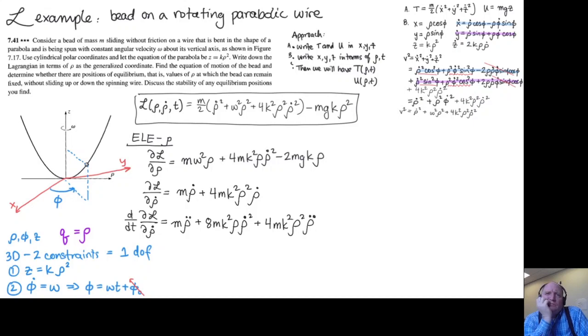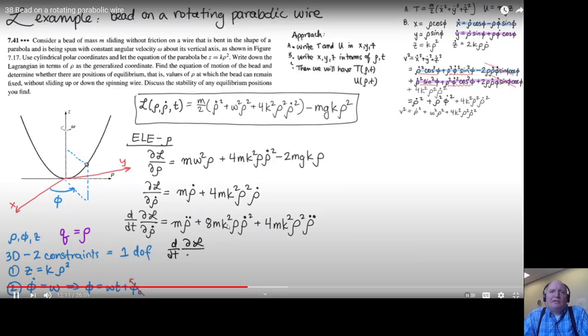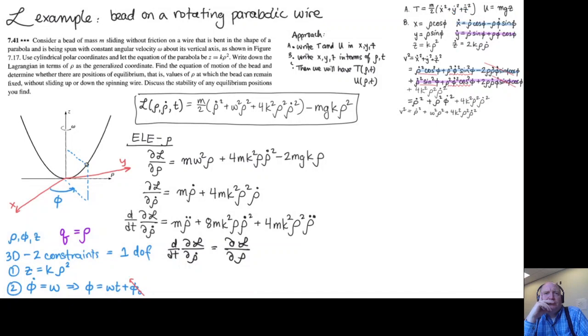Now our Euler-Lagrange equation tells us how to combine those two partials. And it says d/dt of the partial of L with respect to rho dot is equal to the partial of L with respect to rho. Okay, so we see a couple things. First of all, every single term has an m in it, so we're just going to drop the m because it cancels on the left and the right side. And then we can also do some grouping.